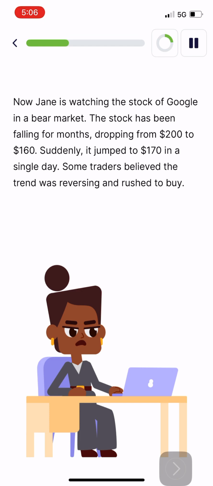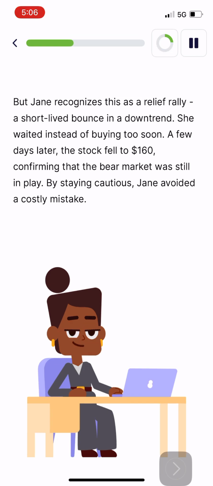The stock has been falling for months, dropping from $200 to $160. Suddenly it jumped to $170 in a single day. Some traders believed the trend was reversing and rushed to buy. But Jane recognizes this as a relief rally, a short-lived bounce in a downtrend. She waited instead of buying too soon. A few days later, the stock fell to $160, confirming that the bear market was still in play. By staying cautious, Jane avoided a costly mistake.